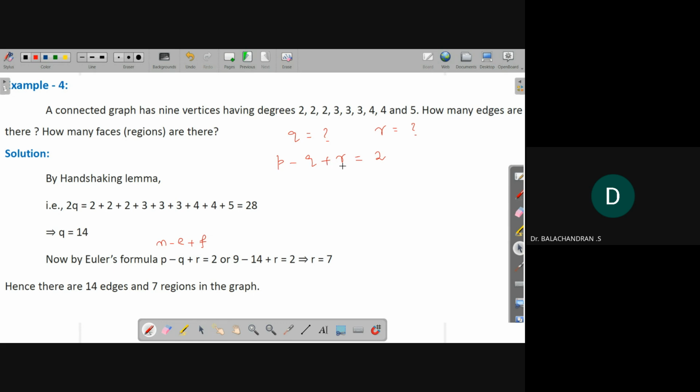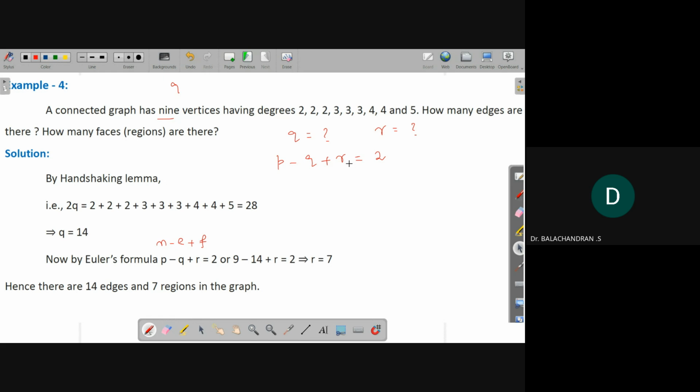So from the 3 parameters, if you know any 2, we can find the remaining one. So this is the idea. But here they are asking what? We have only one now. P, the number of vertices, is 9. So 9 vertices we have. From this you cannot find the rest, because I know only one parameter. The remaining 2 parameters I need to find out.